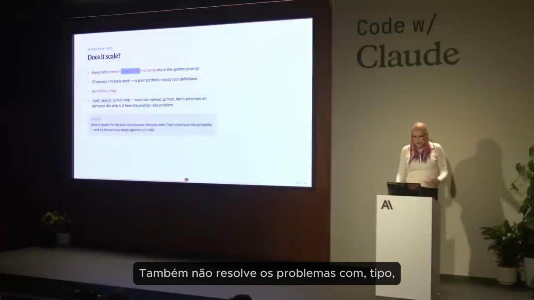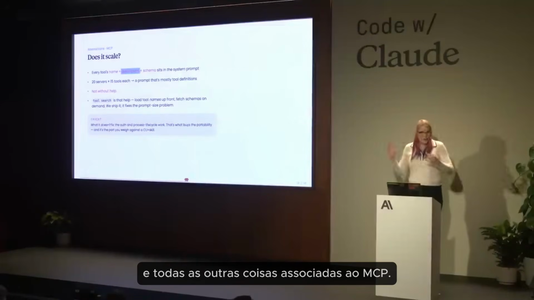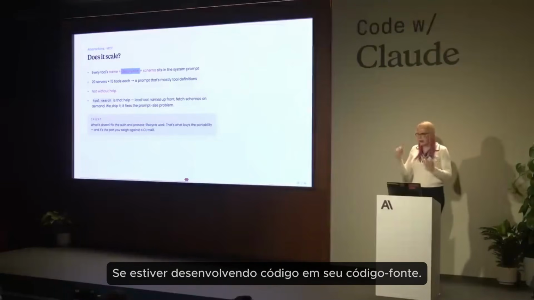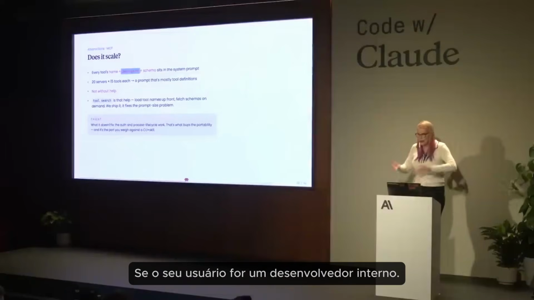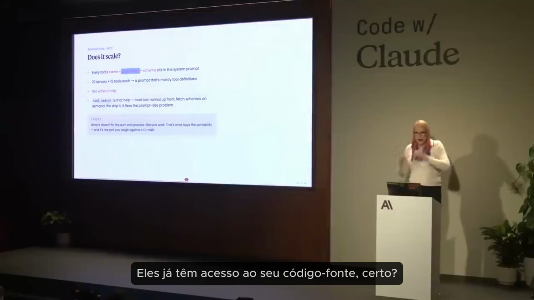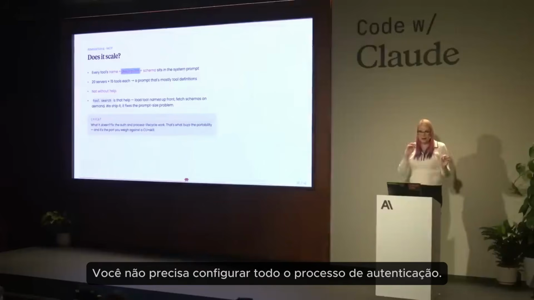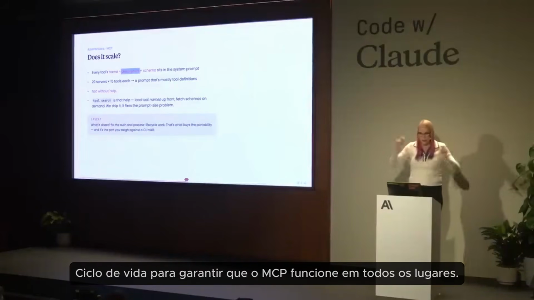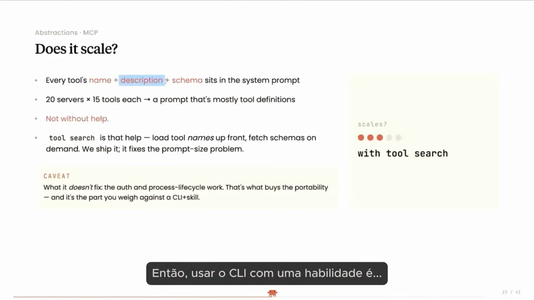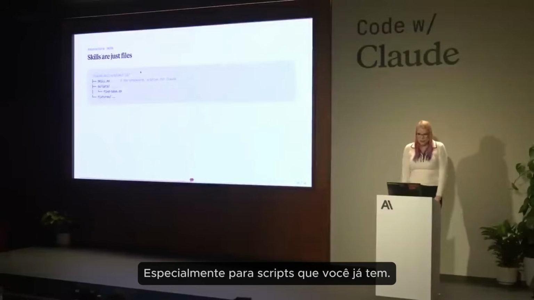It also doesn't fix the problems with setting up auth and process lifecycle and all of the other things that go with MCP. If you're developing code in your source, like if your user is a developer within your company and they already have access to your source code, right? You probably can do most of the things already. You don't need to set up this whole auth lifecycle to make sure the MCP works everywhere and all of the other things that are involved in that. So using the CLI with a skill is a great way to tell Claude how to do things, especially for scripts that you already have.